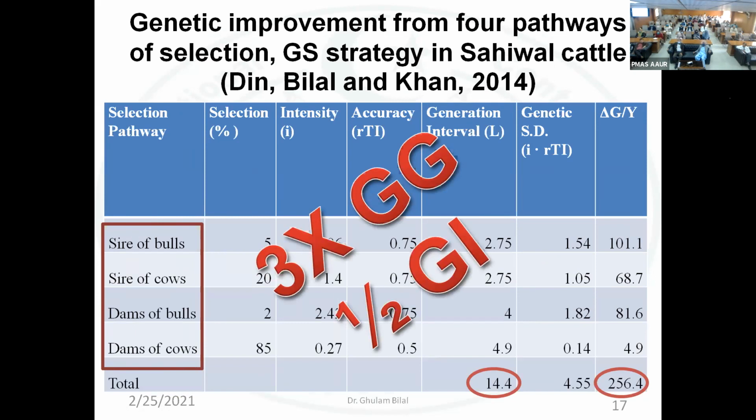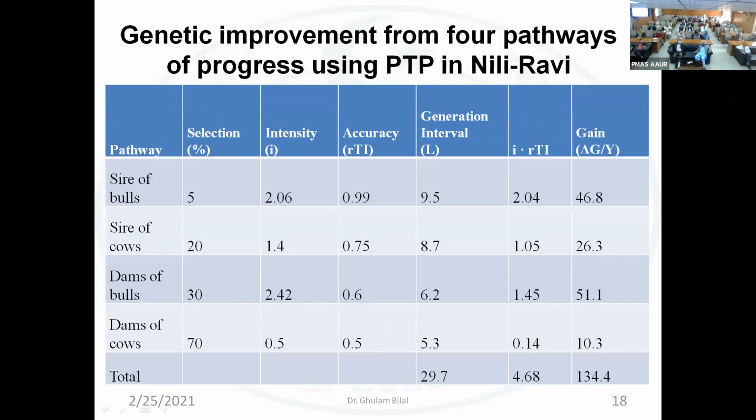So we got 3 times genetic gain in performance and production, and this was the result of a half genetic generation interval. So generation interval would be reduced with the help of genomics, and genetic gain would go 3 times higher than traditional selection, which we are doing right now.